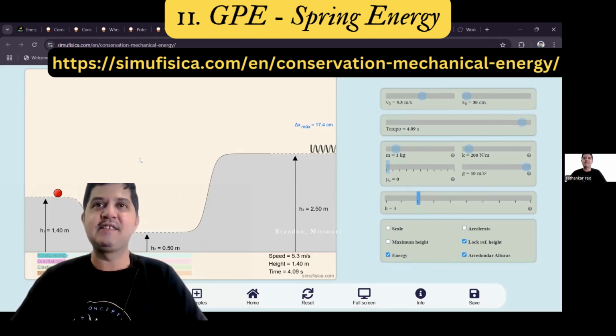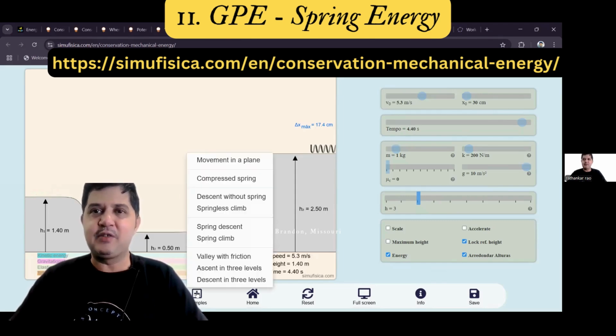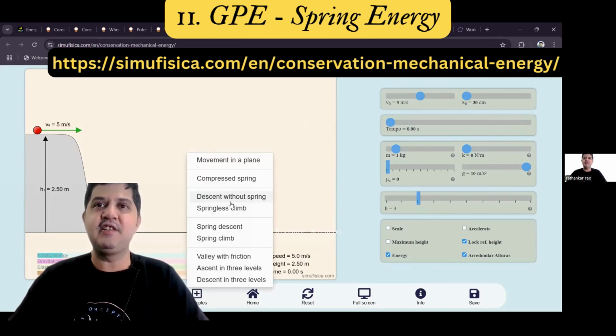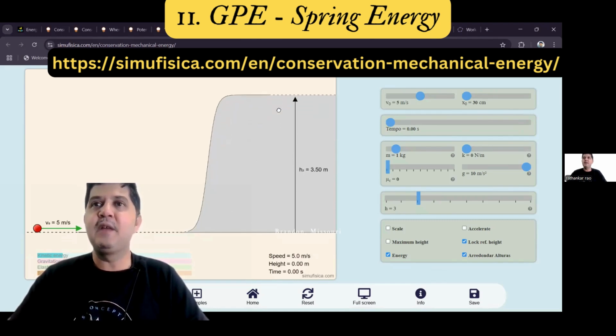Okay, and thus you'll be able to solve a problem based on this. You can add some good examples over here. You can say this movement in a plane, this compression spring, that's what we are doing over here. Descent without spring, you can do this. You can click here. You can say springless climb. So whether it will be able to climb upwards, what is the energy that you need to put across? And if I increase the height, there's one more thing that you can do, right?